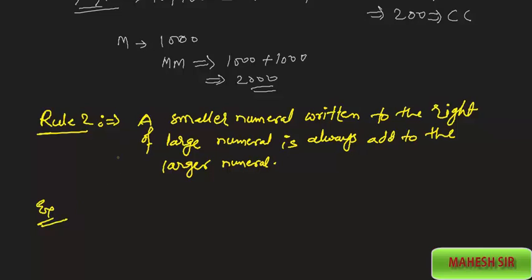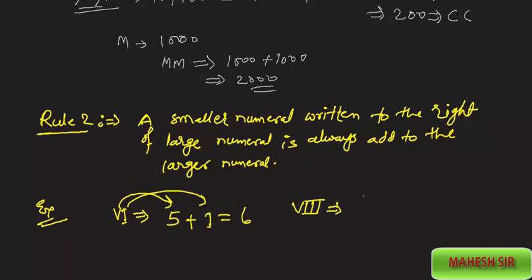If I'm writing here VI, okay, what does this mean? This V is standing for number 5 and this I is standing for 1. So student, 5 plus 1 becomes 6. Now if I'm writing VIII, triple I, what about this one? This V is standing for 5, and each I is 1.